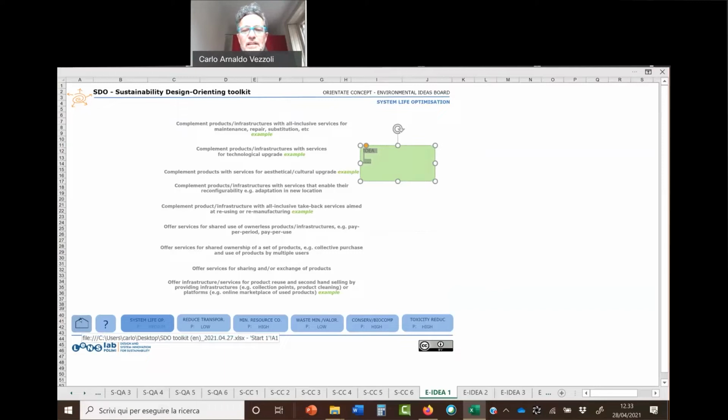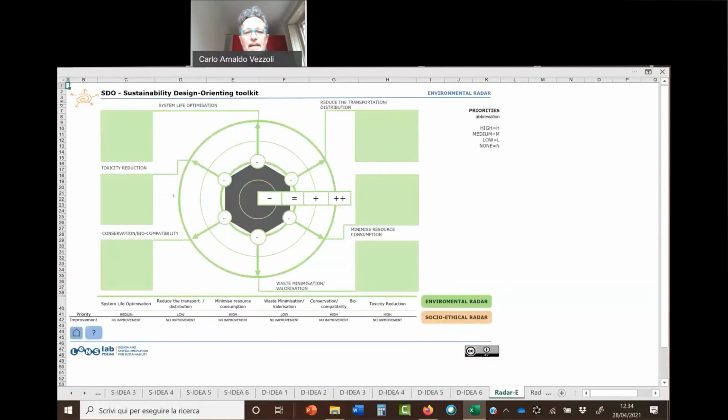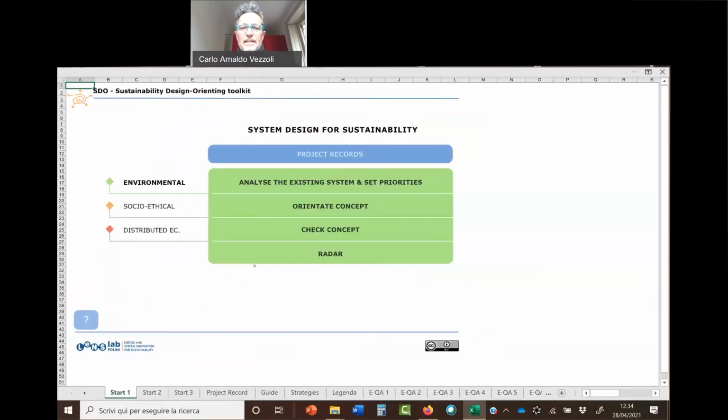When this is made, as I told you, this could be taken into the innovation diagram, as I showed you, or it could be taken even into the radar diagram. Usually, we take it to the innovation diagram because we are working up to a system level, but the radar could be an alternative way of assessing, or could be made in parallel. Okay, this is to orientate the concept.